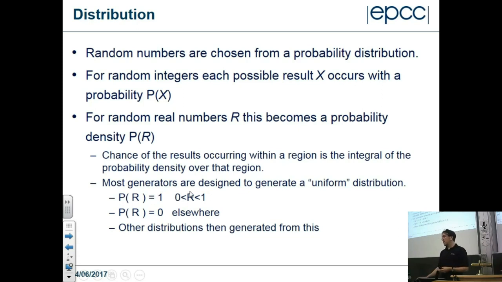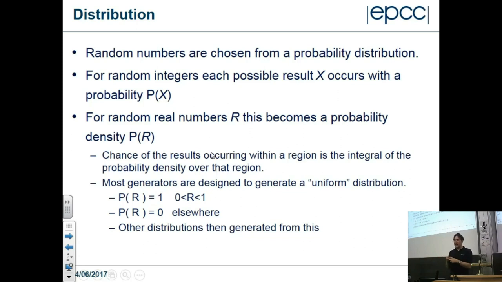But what actually happens is most random number generators form a uniform random number distribution. So basically, the way that most random number generators are implemented is they return a number typically between 0 and 1. They may or may not include 0 and 1, but they will give you a uniform distribution between 0 and 1. And what you do is, given this, you generate other distributions from this.